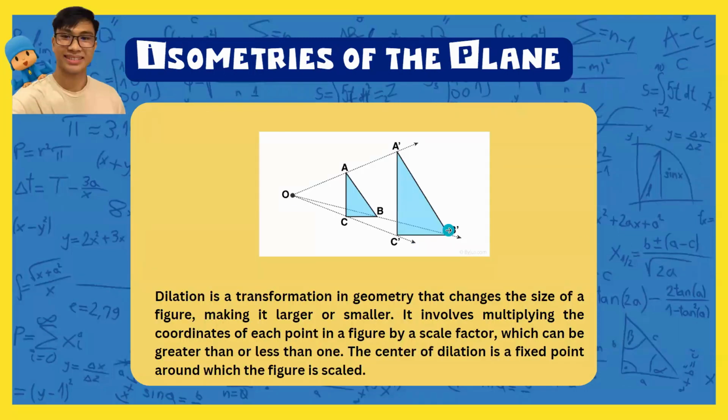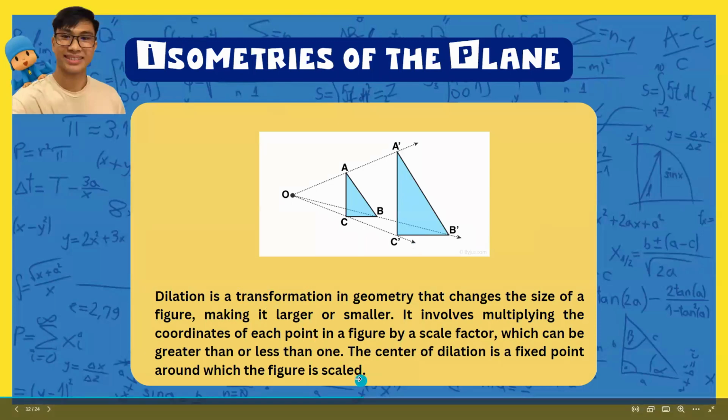Anyways, next topic is dilation. Dilation is a transformation in geometry that changes the size of a figure, making it larger or smaller. It involves multiplying the coordinates of each point in a figure by a scale factor, which can be greater than or less than 1. The center of dilation is a fixed point around which the figure is scaled.